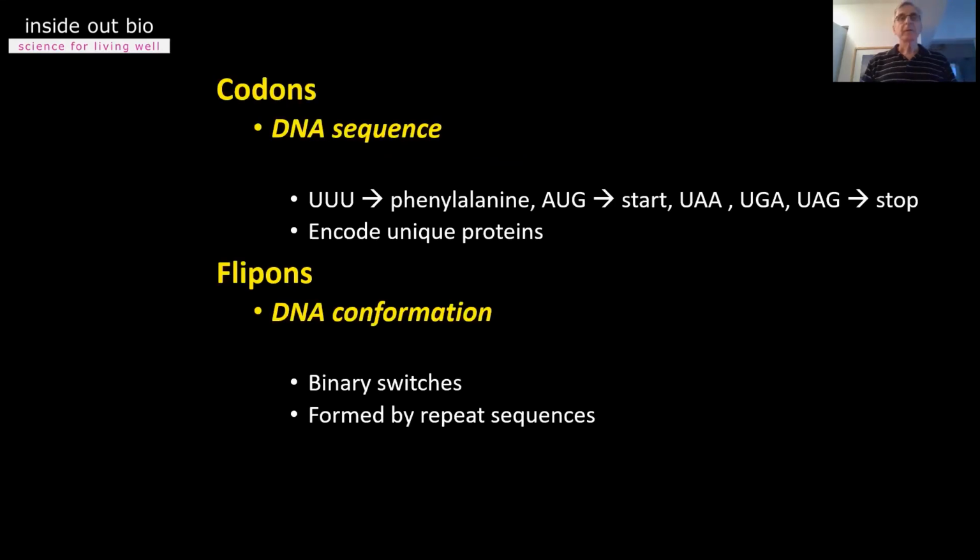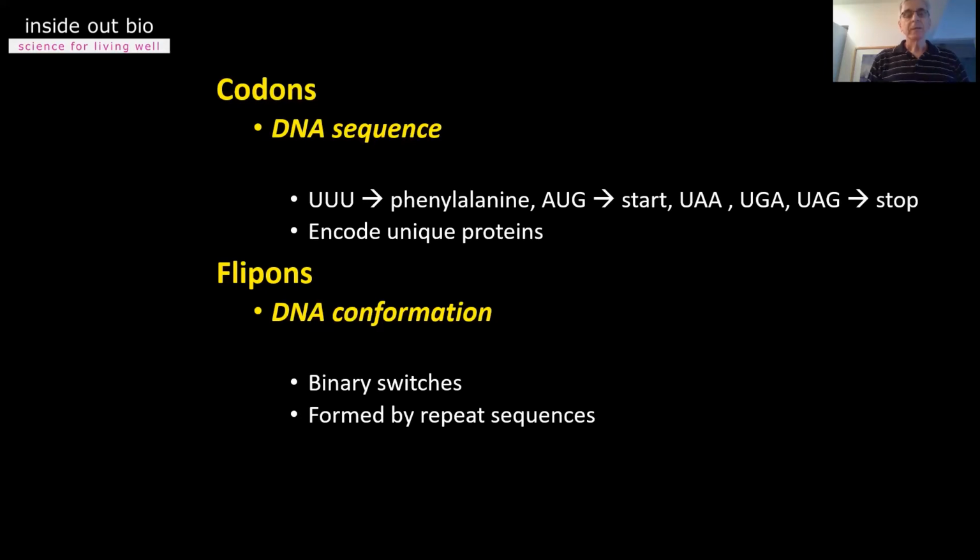As we learned in high school, codons are made from trinucleotide repeats, where, for example, a poly U encodes phenylalanine and a poly G specifies glycine, and other codons tell the translation machinery when to start and stop making proteins.